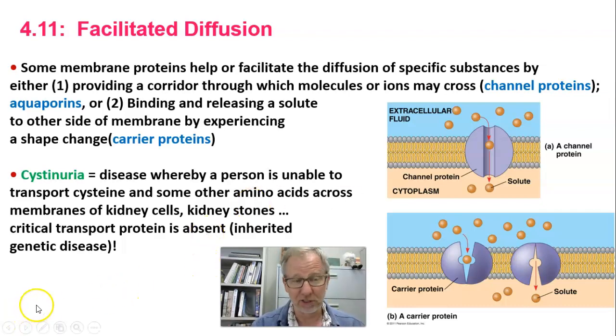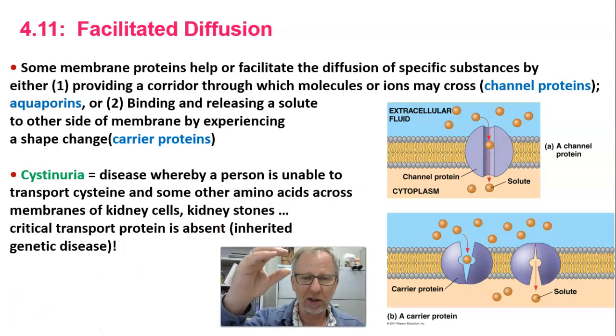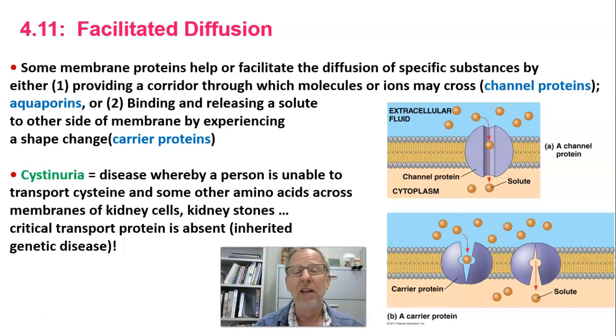So just to wrap this up, diffusion is the movement of substances from high concentration to low concentration. Facilitated diffusion is when a transport protein, either a channel protein like an aquaporin, or a carrier protein like the one used for cysteine in your kidney cells, is helping a substance diffuse across a membrane from high to low concentration because it cannot get across the phospholipid bilayer.